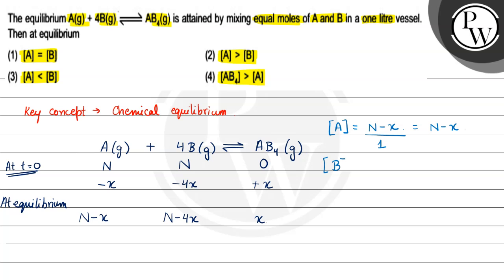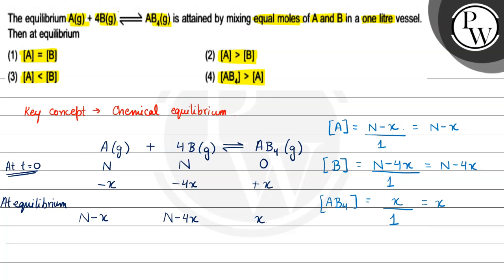Concentration of B will become number of moles of B, n minus 4x upon volume of the vessel, that is 1. So, ये बन जाएगा n minus 4x. Concentration of AB4 will become number of moles of AB4 x upon volume of the vessel, that is 1. This will be x.